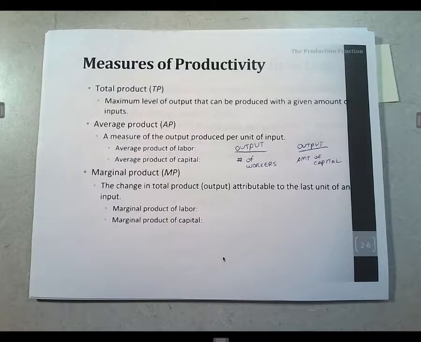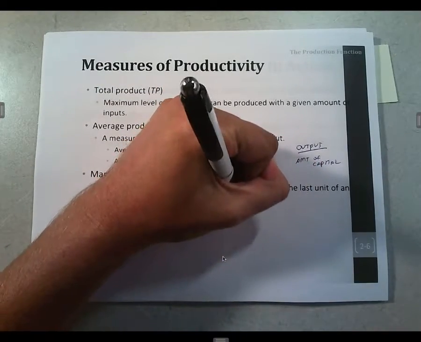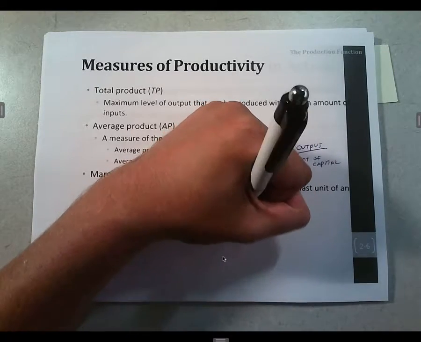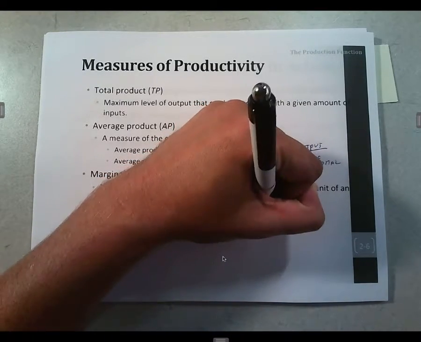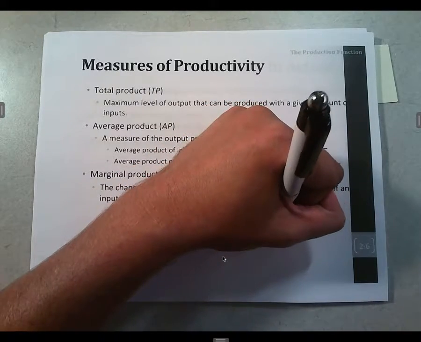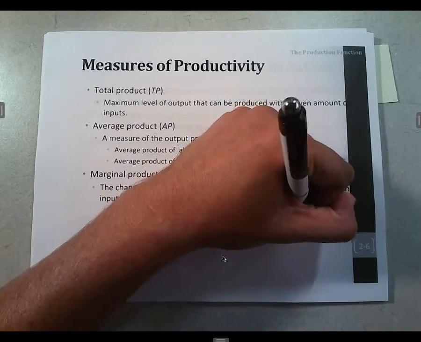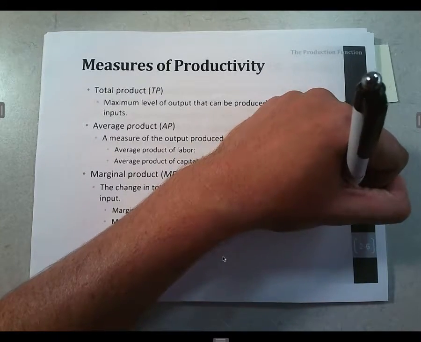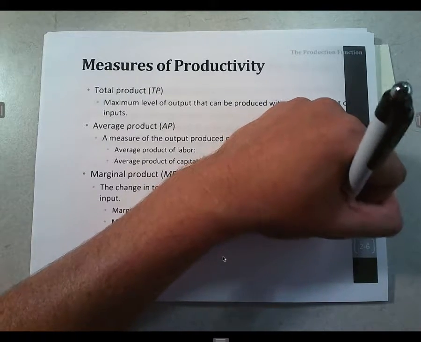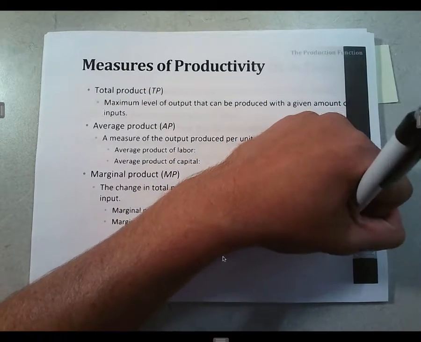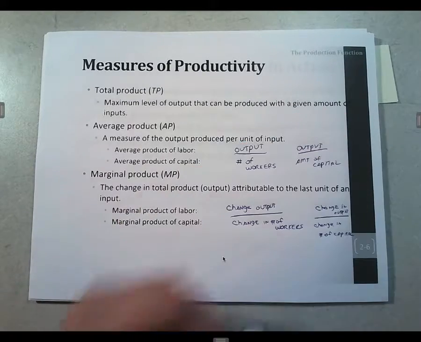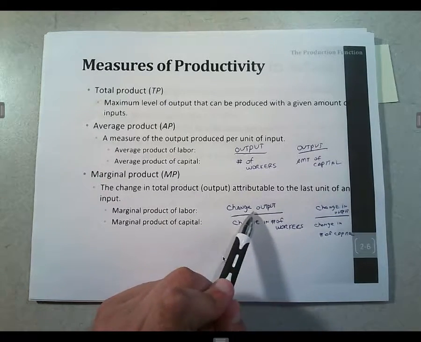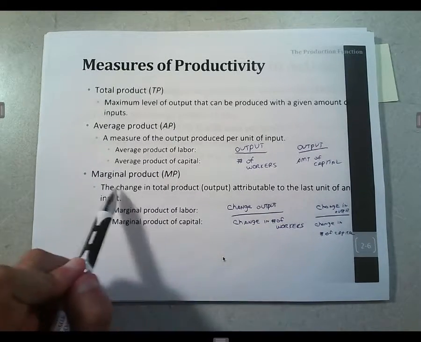My marginal product would be my change in output for a change in the number of workers, and my change in output for a change in the number of capital. That way I can see how productive each additional unit of capital is and how productive each additional worker is. That's going to be my marginal product.